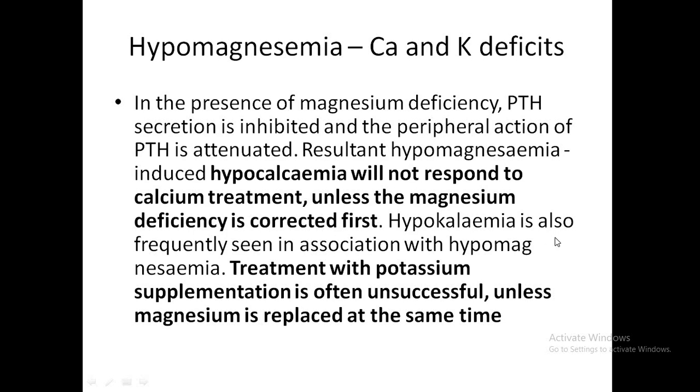Hypokalemia is also frequently seen in association with hypomagnesemia, and even if you try to treat this with potassium, it will not be successful unless the magnesium is replaced at the same time. So whenever you have hypokalemia and hypocalcemia, magnesium should be checked, and if magnesium is deficient, you need to replace the magnesium first.